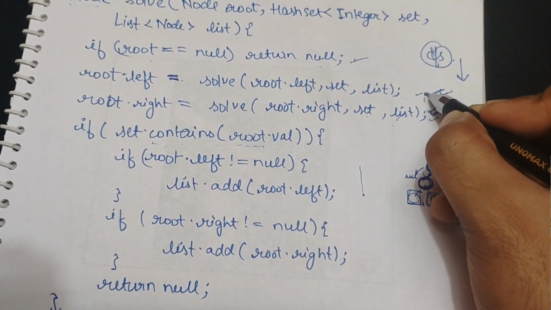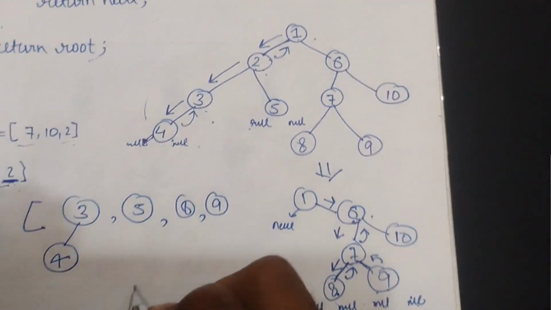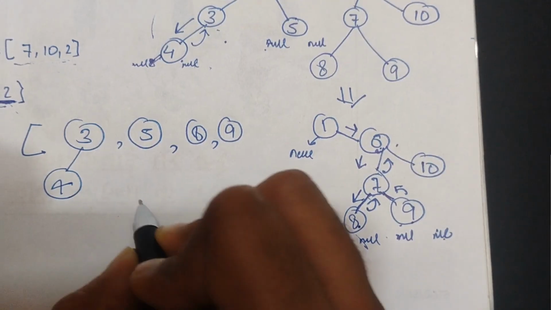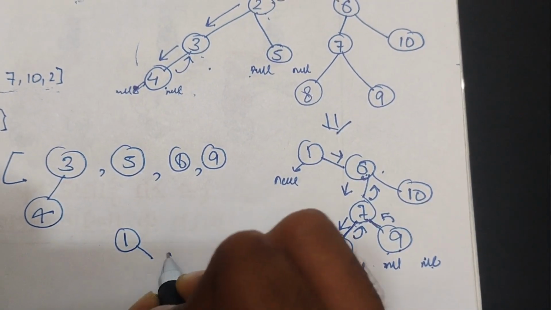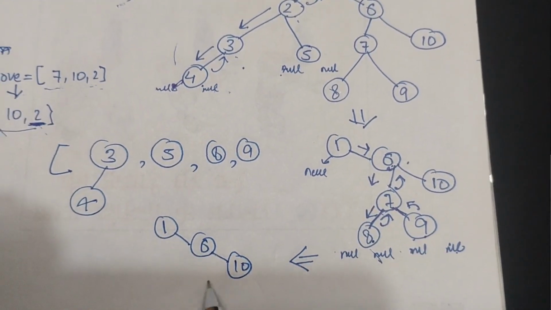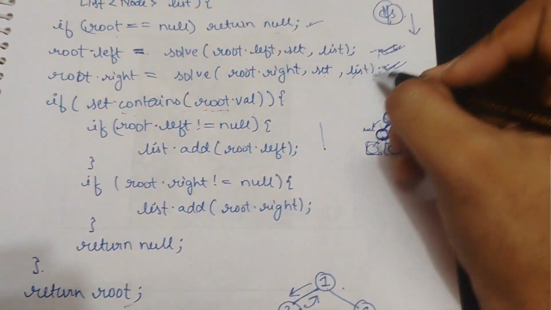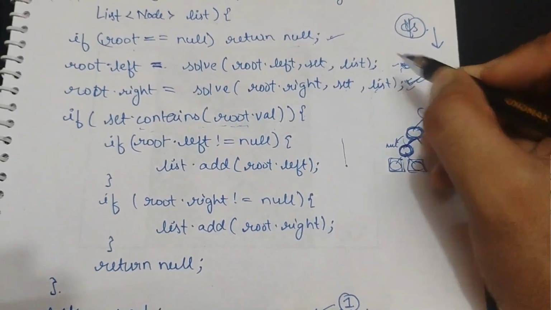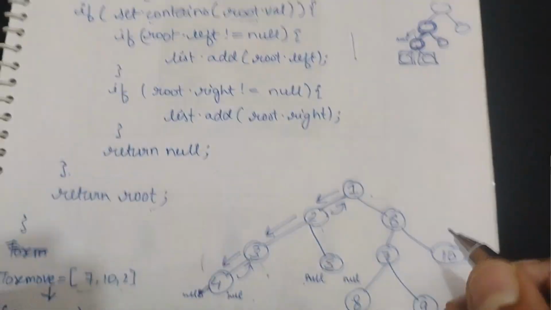Okay, now 6 has executed this. Now the tree will become like this, as we have null from left of 6. Okay, now the tree is looking like this. Now 6 has executed this. Now 6 will do 6 dot right. We have 10 in its 6 dot right.